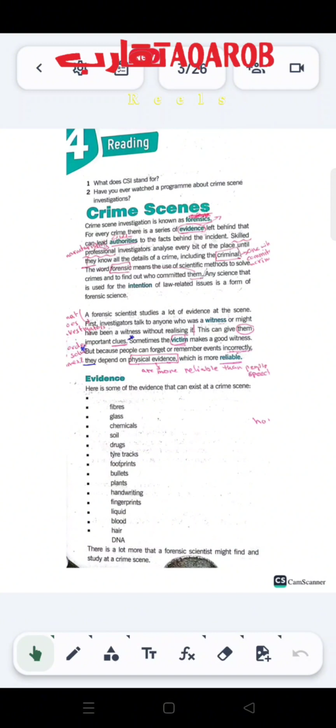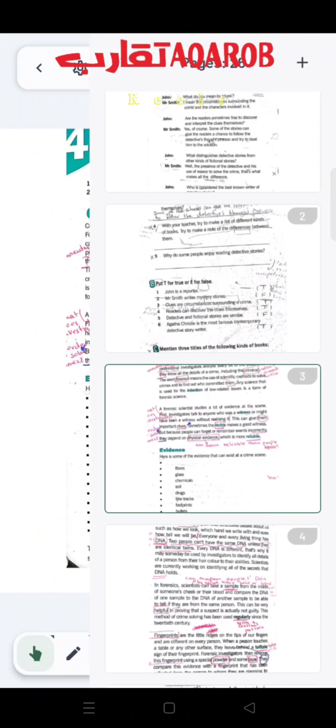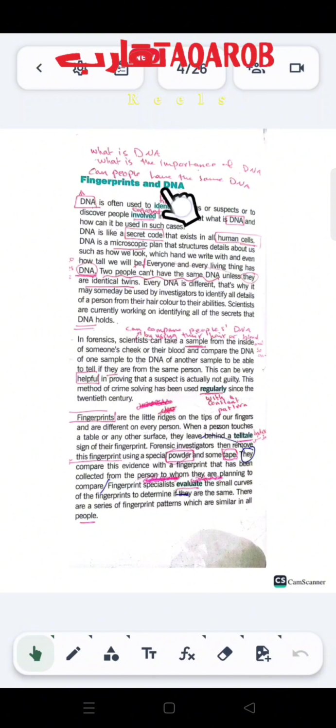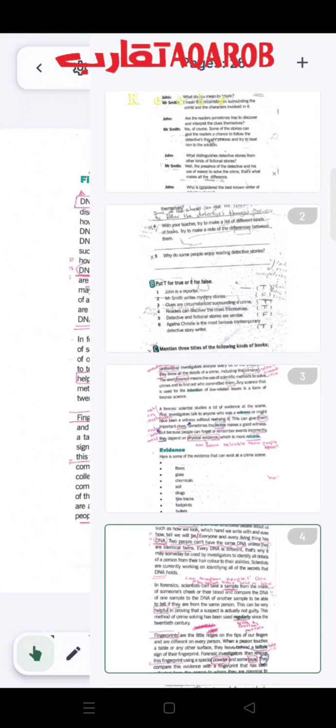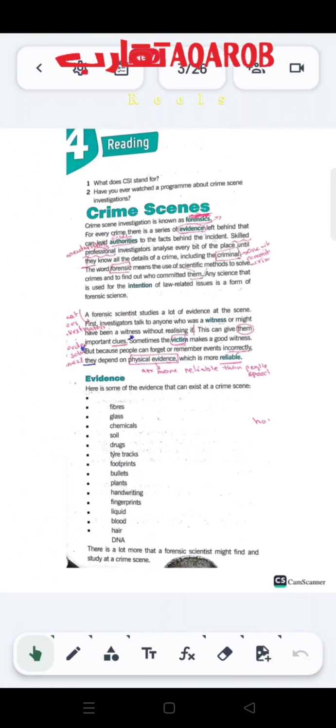In the previous lesson, we had the listening and speaking that talks about detective stories in general or the crime scenes. And in today's video, we're gonna have the article about crime scenes. This article has two parts, this part and the other part. But before we start, let's answer the questions above.